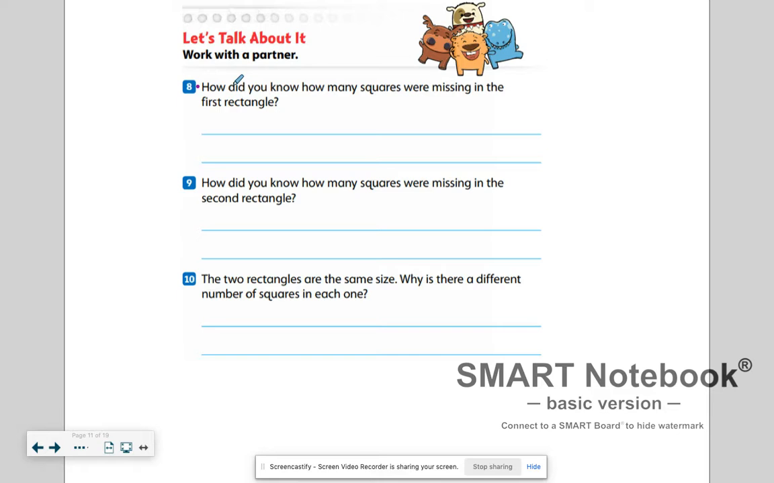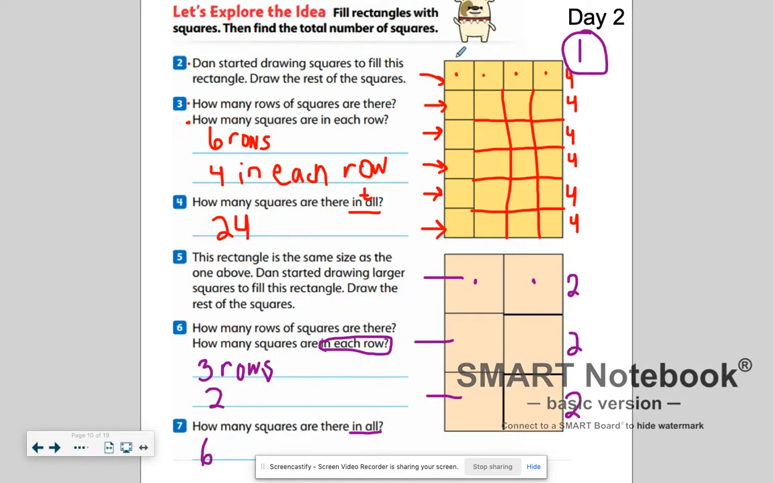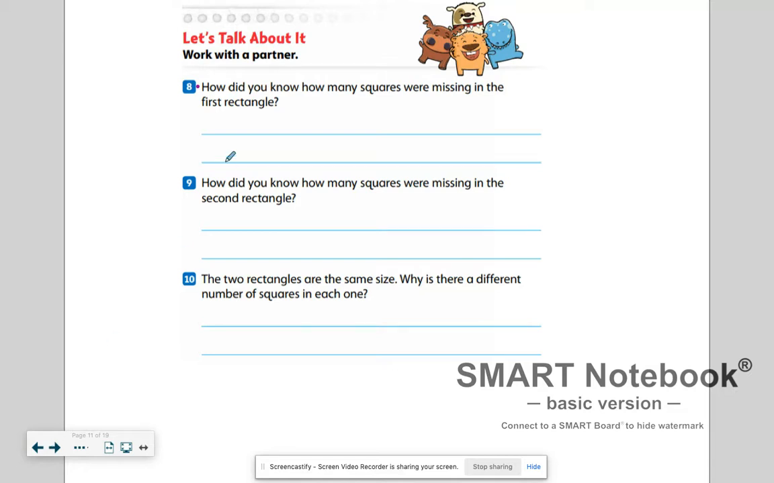All right, guys, I hope you and your partner talked about how the rows were already kind of done for you, and all you had to do was continue them across, okay? And see how these columns were already there. We just had to bring them all the way down. So if we fill in the rows and columns, that's how we can find out how many we're missing.